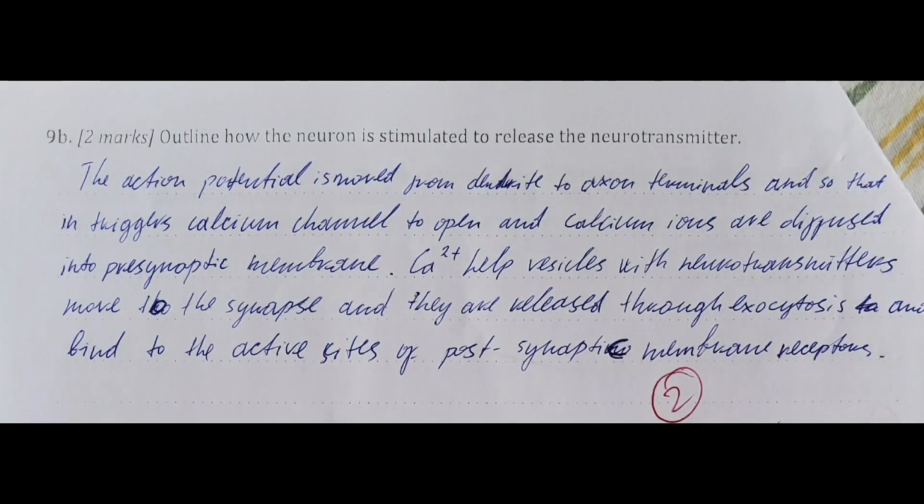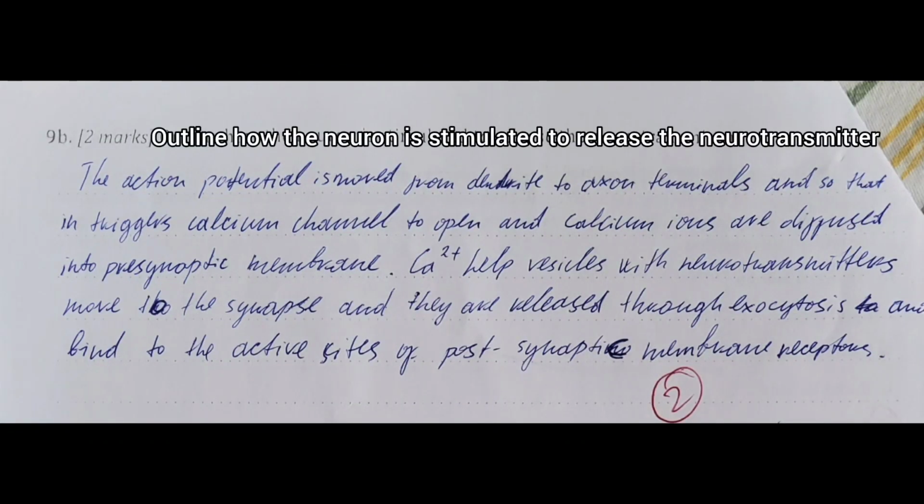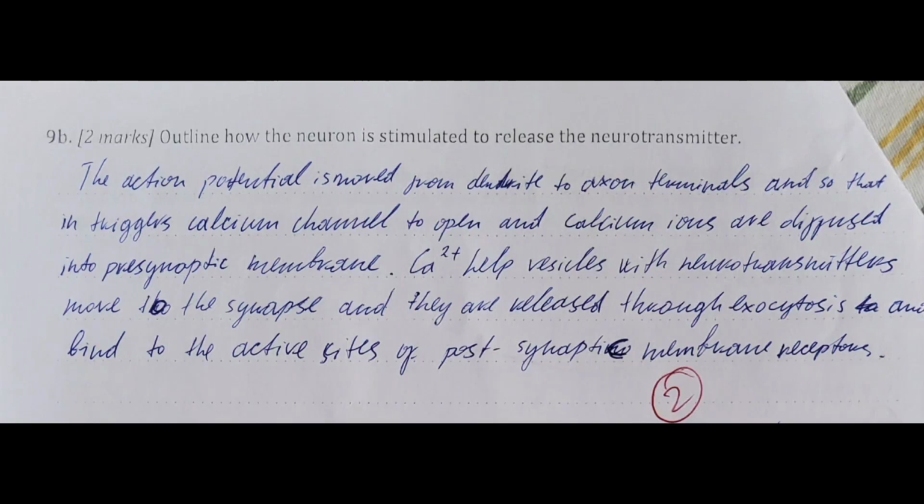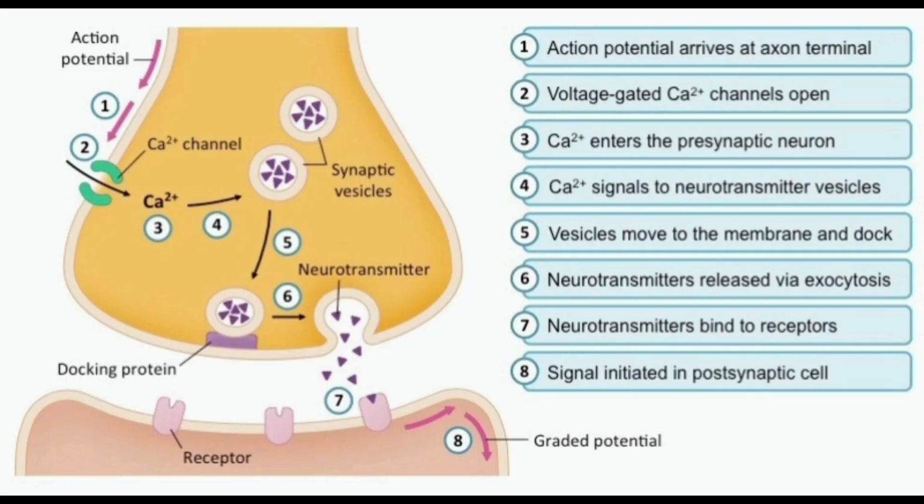The next question asks us to outline how the neuron is stimulated to release a neurotransmitter. Again, you need to mention two key points in this process. As I said before, neurotransmitters are released from the presynaptic membrane on the axon terminal. When an action potential reaches the axon terminal, it triggers the opening of voltage-gated calcium channels. Calcium ions diffuse into the cell to promote the fusion of vesicles that contain neurotransmitters with the cell membrane.